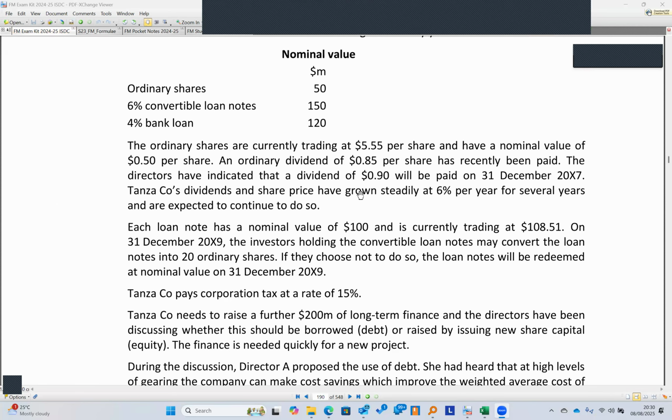But also when you find yourself in that situation and you don't know how to deal with one part, but it's the only part, you can just assume you didn't see the issue of convertible loan notes and you proceed the normal way and miss a few marks, but continue with the question.